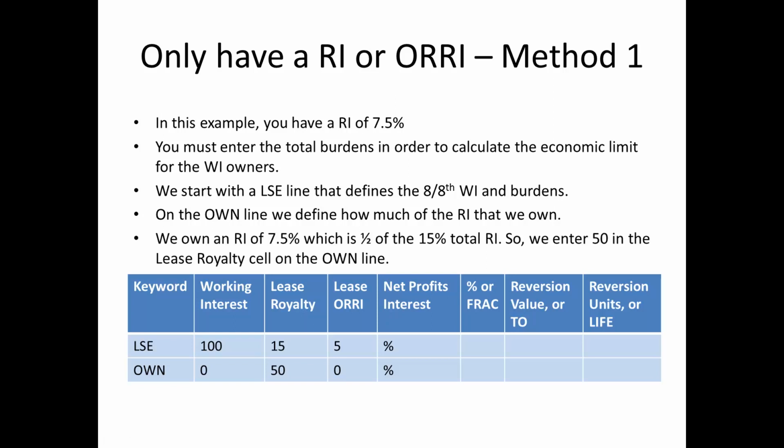The total royalty interest is 15%. My royalty interest is 7.5%. 7.5 is 50% of 15. On the own line, I tell ARIES that I own none of the working interest, but I do own 50% of the 15% royalty. I also tell ARIES that I own none of the ORRI.